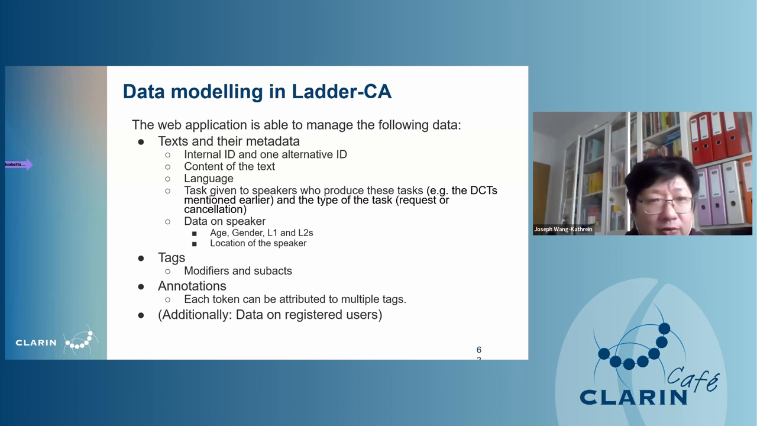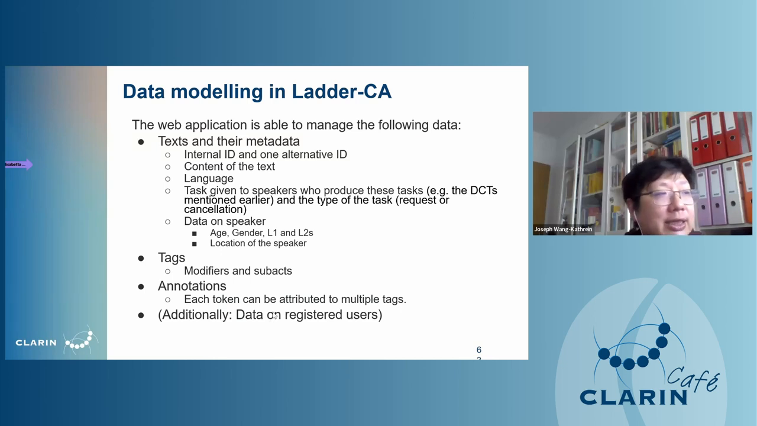So the web application right now captures the following data. First, of course, the text. Right now it's only capable of taking up text in written form, so no voice recording. There will be an internal ID and one so-called alternative ID that can be used to link back to DisDir and Ladder, and maybe also other corpora created through other means. The content, of course, the language used. We allow right now German and Italian.